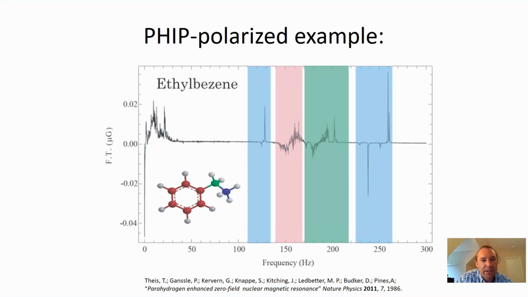So the CH3 group shows peaks at 1 times and 2 times the J coupling. The CH2 group shows peaks at 3½ times the J coupling, and then the directly bonded spin pairs just show peaks at 1 times the J coupling. And then, of course, you see additional splitting, which is due to the perturbation of the smaller, weaker J couplings. And I think that Michael, after my talk, will cover those topics in much detail.